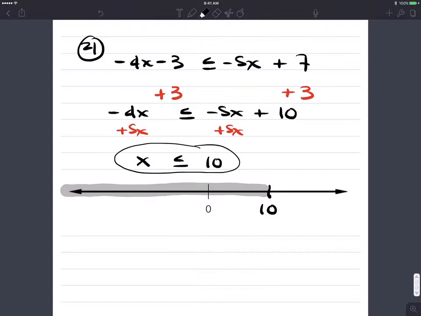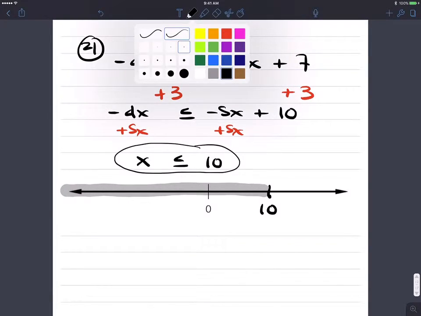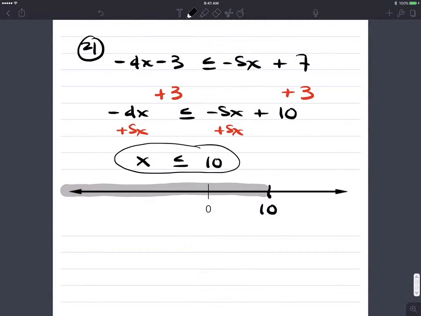Because of the fact that our inequality symbol is less than or equal, we're going to include the 10, and we communicate that by using the square brackets. This is the graph of our linear inequality.